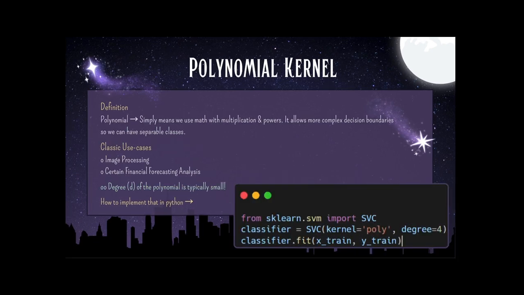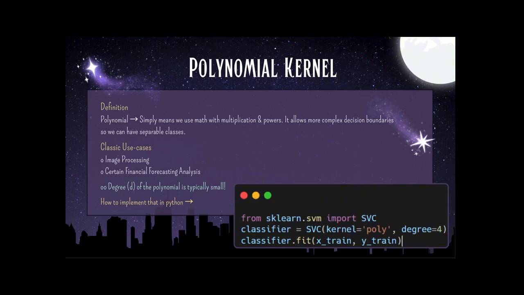Then we have the polynomial kernel. Polynomial, as a word, simply means we use math with multiplication and powers. It allows more complex decision boundaries so we can have separable classes. That's what the polynomial kernel is. A classical use case here is image processing, and certain financial forecasting analysis also use the polynomial kernel.